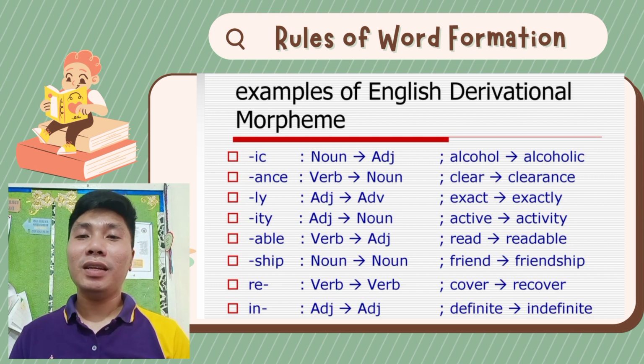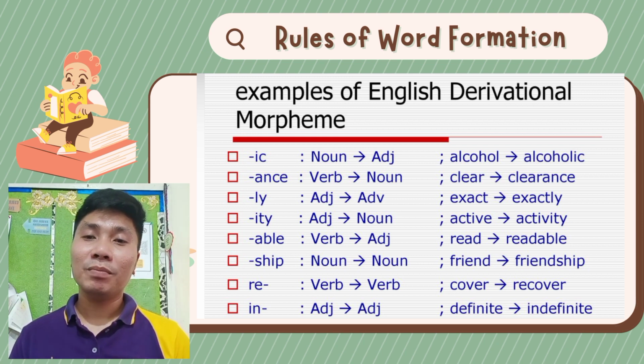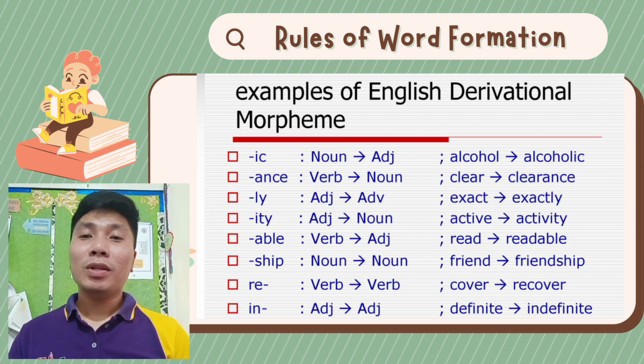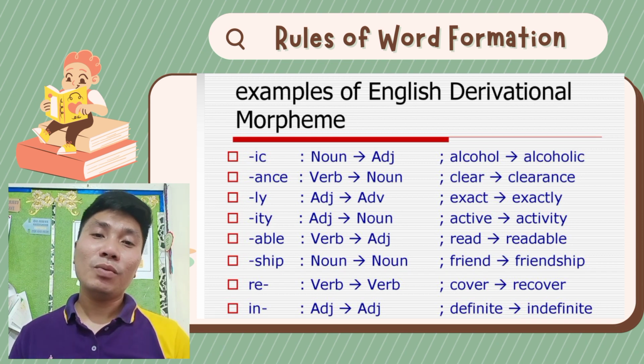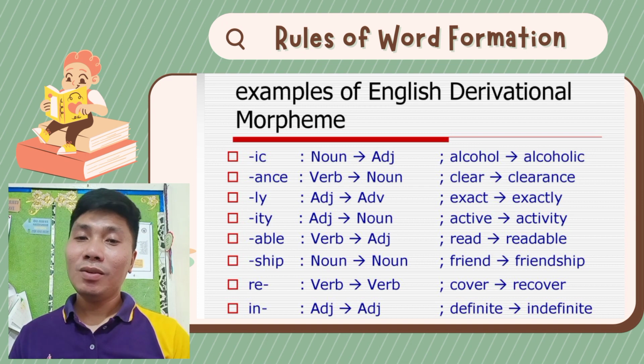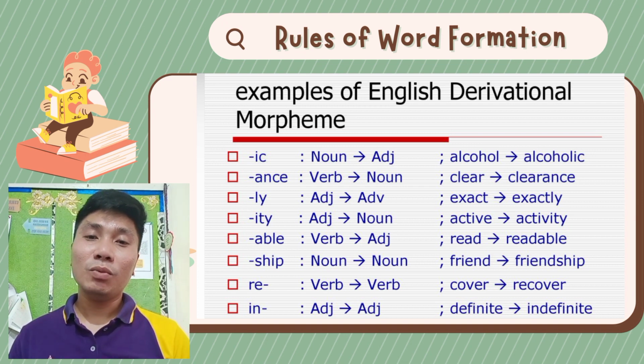Next, we have the derivational morpheme re-, attach it with the base word cover, which is a verb, and it creates the word recover, which is also a verb. And lastly, we have the derivational morpheme in-, attach it with the word definite, which is an adjective, and it creates the word indefinite, which is also an adjective.